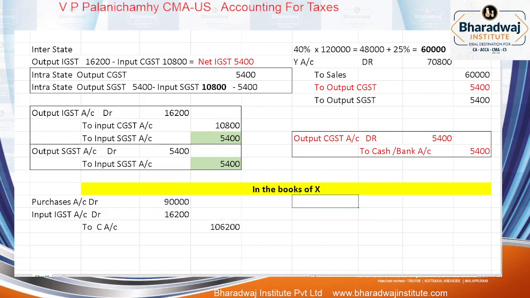How much of the goods are sold? 50% goods are sold. 90,000 into 50%, how much comes? 45,000. What is the markup? 10% markup. How much sale would he have made? 46,500, to within Kerala, right, to Mumbai? 45,000, markup is 10%. So he would have sold for 46,500.